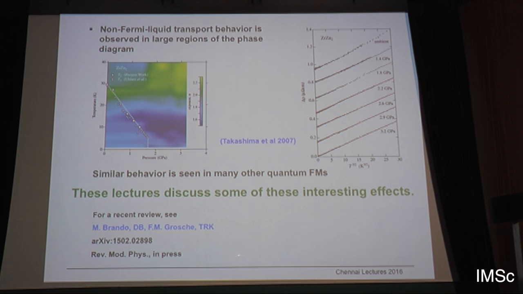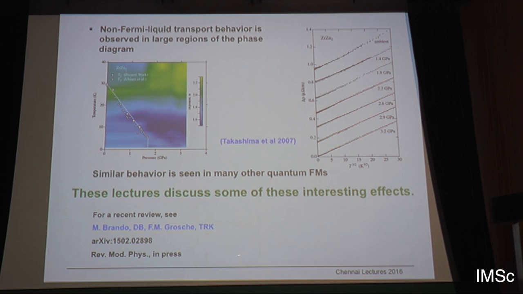Okay, and finally, let me mention something that I will not dwell on in these lectures, but it's still very interesting. So for the point of this overview, I wanted to mention it. In many of these materials, there is weird transport behavior observed in large parts of the phase diagram. So an ordinary metal that is described by Fermi liquid theory has a resistivity, an electrical resistivity that goes like the temperature squared at low temperatures.